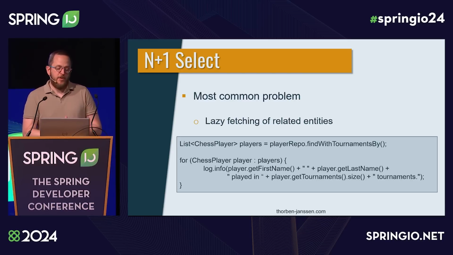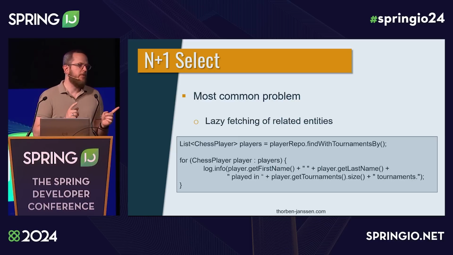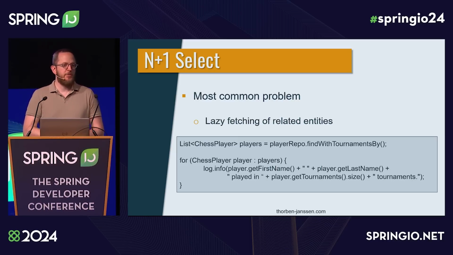You can easily fix that with query-specific fetching, and at the same time, you can fix the most common performance issue with Spring Data JPA, and that is called the N+1 select issue. You see it down here. I have a player repository to find a few tournaments, and down in the for loop, I fetch a few players, and then for each player, I access the tournament association, which then triggers an additional query.